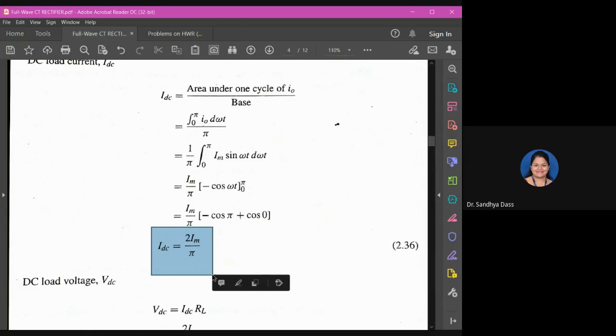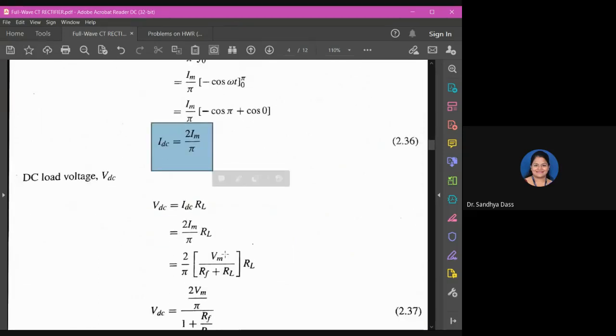And if you recall, compared to the half wave rectifier, it is twice that of the half wave rectifier, because you are getting output in both the cycles, both the positive and negative cycles. So obviously here it is twice that of the half wave rectifier, 2 Im by pi. I hope you are with me.